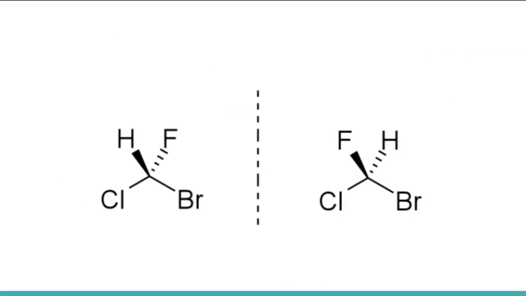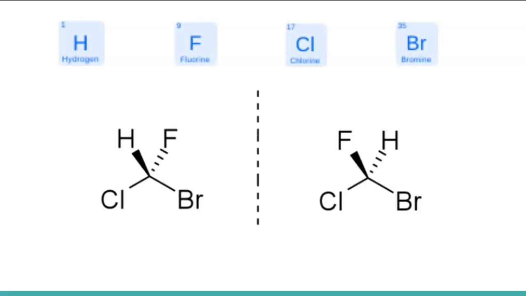So looking back at our friend here, you have hydrogen, fluorine, chlorine, and bromine. I've placed them in order with ascending atomic number. Looking at the one on the right over here, bromine is going to take the 1st priority because it's the highest atomic number. Chlorine will take the 2nd, fluorine will take the 3rd, and hydrogen has the 4th.